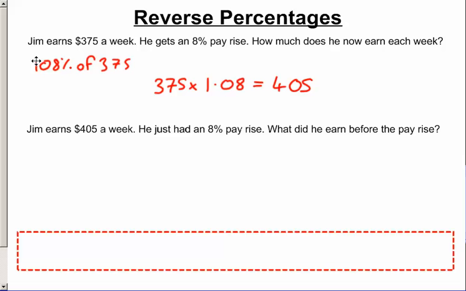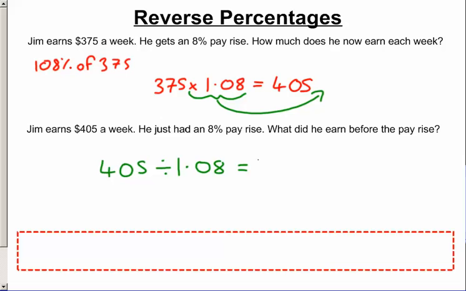Well, we look at the equation we had above, and we rearrange it. Instead of having the 375 with the 1.08, it's the 405 with the 1.08. But how do we move this over to this side? Well, if it was multiplying, we now have to divide. So we have 405 divided by 1.08, and that's equal to 375 as our answer, which, if we didn't know, we'd have to do the calculation.